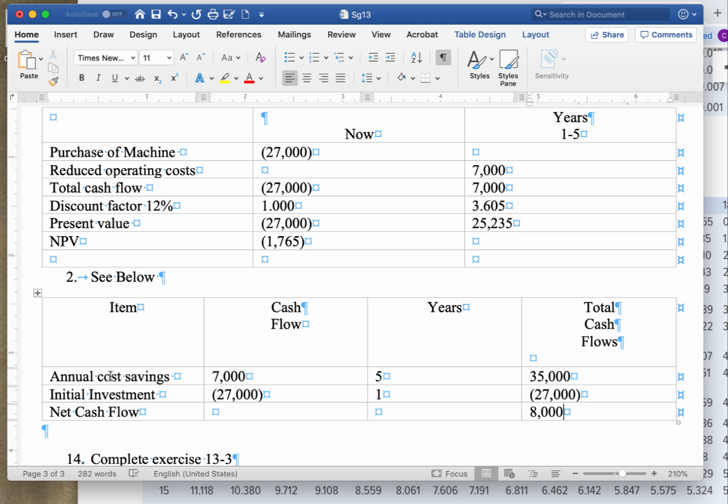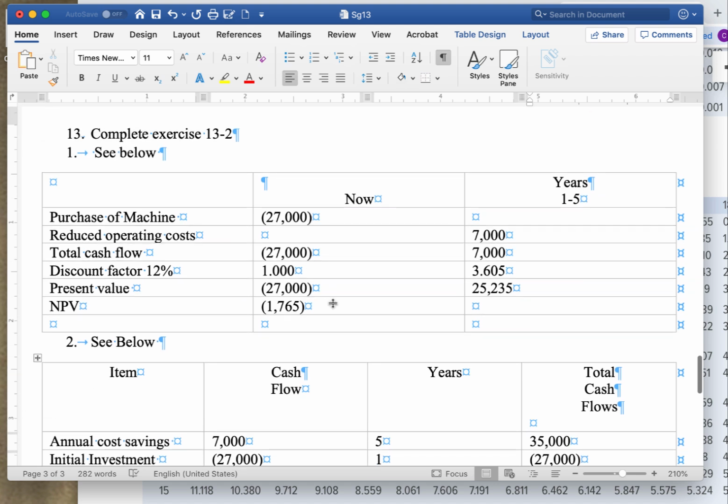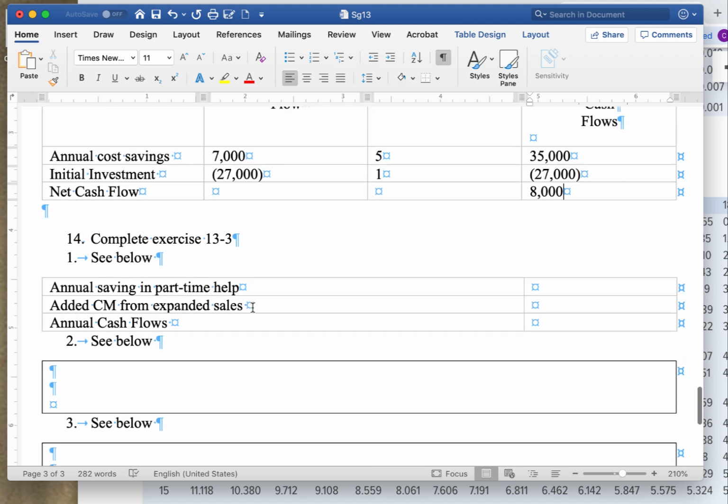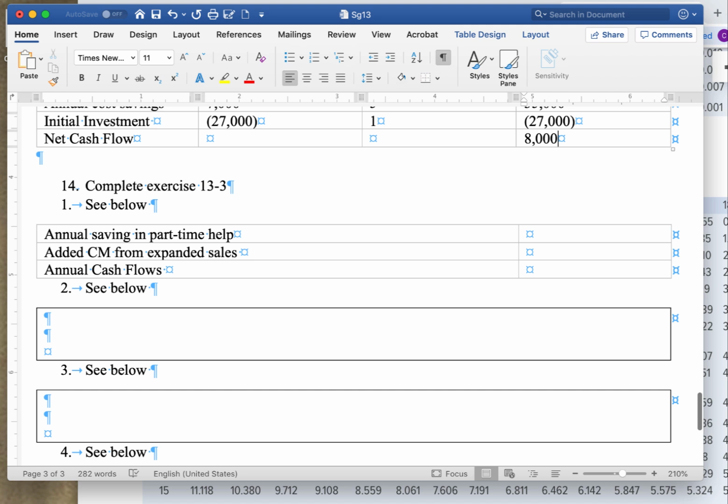And we know, based on the net present value, that this investment is providing an internal rate of return less than 12%. How do I know that? Because the NPV is negative. Okay. So that's 13-2. Now let's look at 13-3.